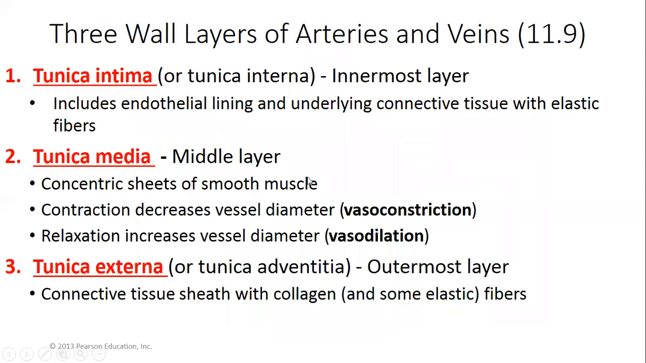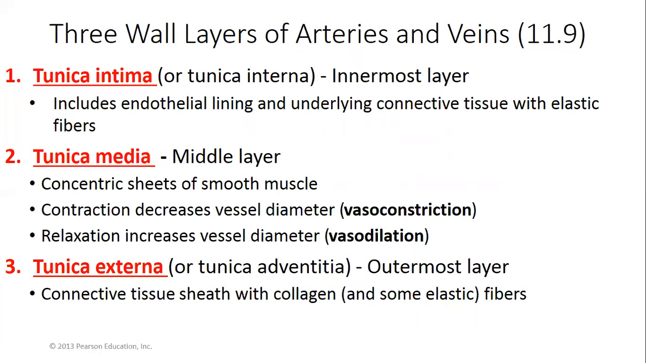So two different circuits. And in blood vessels, in both arteries and veins, there's three tissue layers. The tunica intima, or tunica interna, think internalmost layer, the innermost layer, is an endothelial lining. It's made up of simple squamous epithelium. And deep to that, there's connective tissue with some elastic fibers. So blood vessels are very elastic. They can stretch and recoil over and over and over again as blood flows through those vessels.